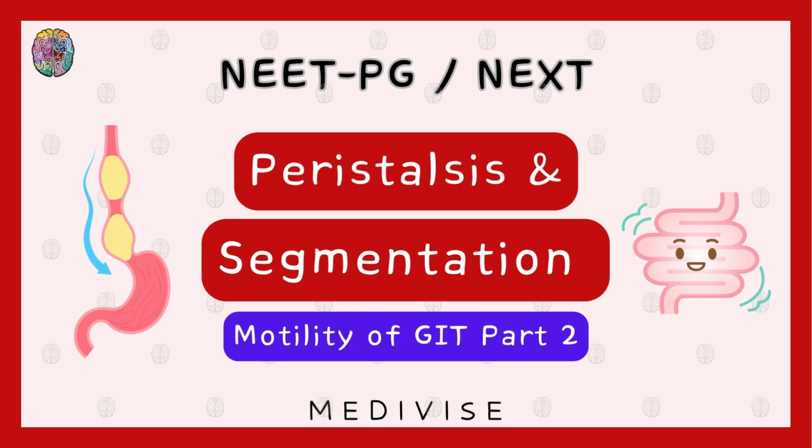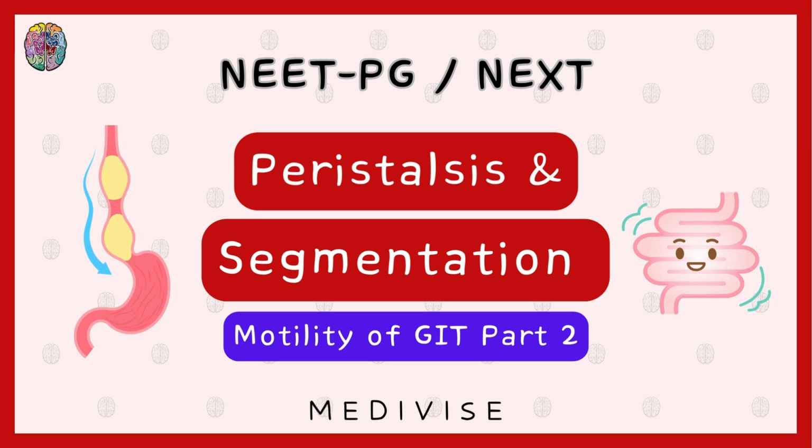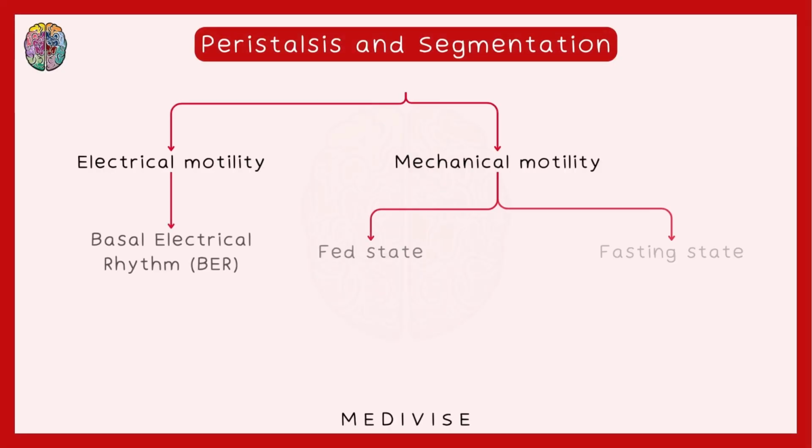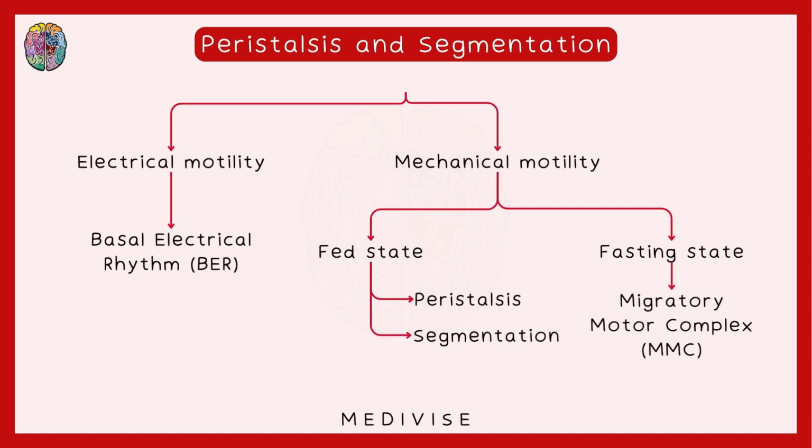In this video, we will be talking about peristalsis and segmentation. This is the second part of the series on motility of the GIT. So let's start. Quickly reviewing what we learned in the previous video, we have two types of motilities, electrical motility and mechanical motility. Electrical motility is basal electrical rhythm, which we saw in the last video very nicely. In the mechanical motility, there can be two situations, fed state and fasting state. In the fed state, we have peristalsis and segmentation, which we are going to look at in this video. And in the next video, we will learn about the migratory motor complex.